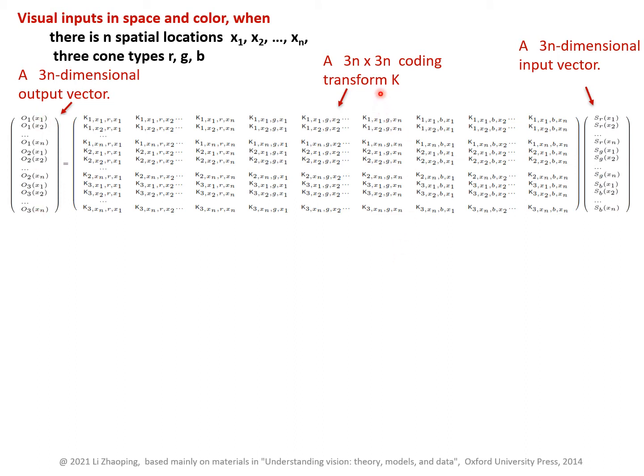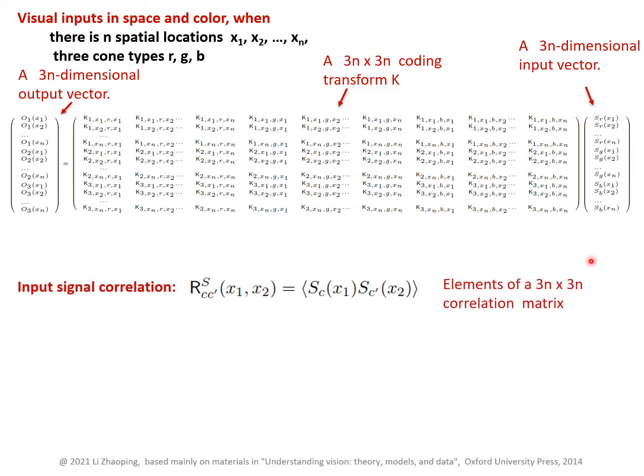To determine what should be this transform K, we need to know what is the correlation matrix for this 3n dimensional vector. So the correlation matrix is a 3n by 3n correlation matrix, and here is one element in this correlation matrix. It's the correlation between a cone type C at location x1 and cone type C prime at location x2, ensemble averaged.